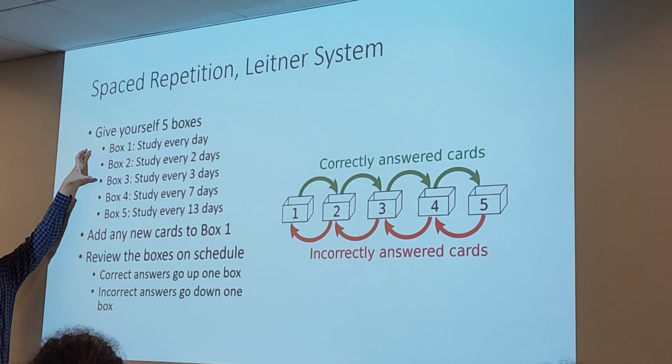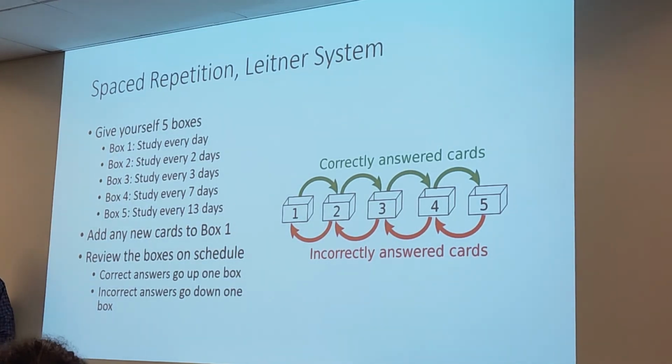Does that make sense? Yes, Jay. So by the end of the month, you should have studied everything that's going from 1 to 5 at least twice, right? Correct.